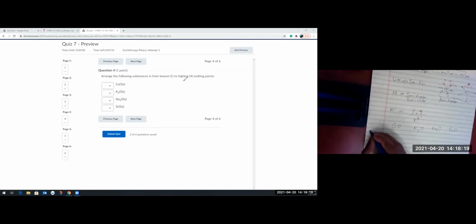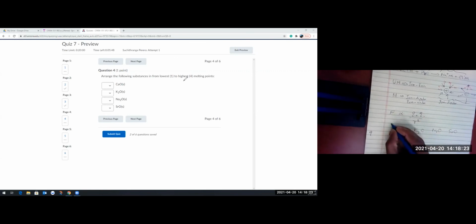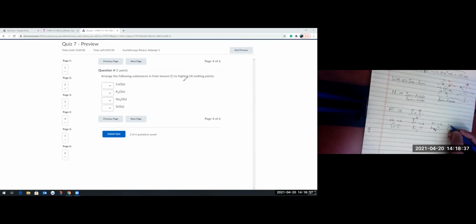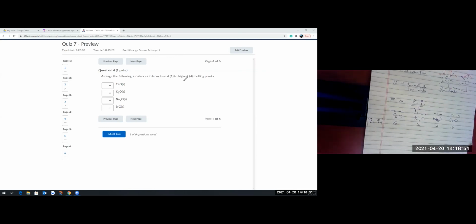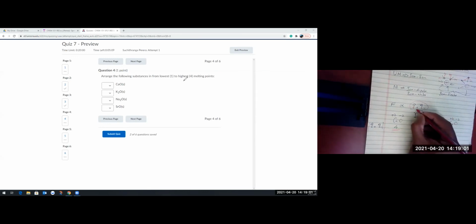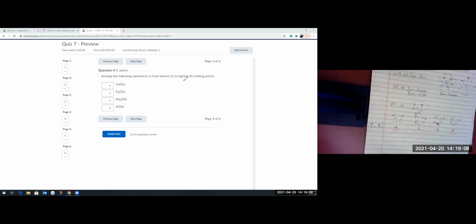So the first thing I'm going to do is write the charge products here. Calcium is +2, oxygen is -2, potassium is +1, oxygen is -2. This is sodium. Sodium is +1, oxygen is -2. Strontium is +2 and oxygen is -2. Therefore, the charge products for these are 4, 2, 2, and 4. Therefore, we know that the compounds on the outside have to have a higher melting temperature than the compounds in the middle, because the first thing is to look at the charge product. Since the charge product is greater in calcium oxide and strontium oxide, they need to have a higher melting temperature because the force is stronger there.